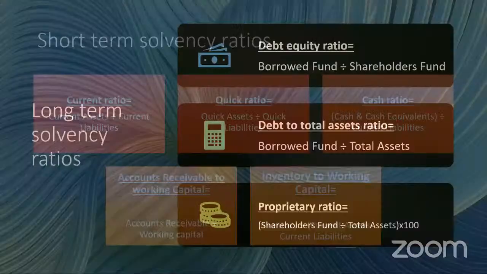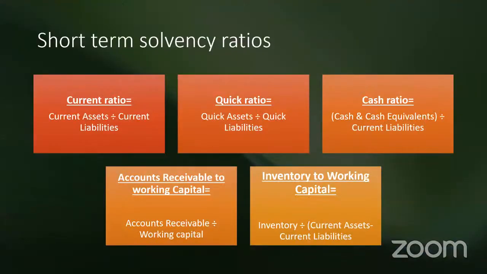Next is short-term solvency ratios. These ratios are used to determine the company's financial positions in short term, usually the period of 12 months. They consider short-term assets and liabilities into calculation. I'll not go deeper into the formulas due to time constraints, but you can have a look. They are on the screen.